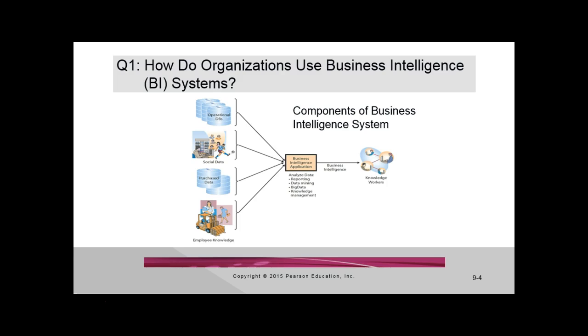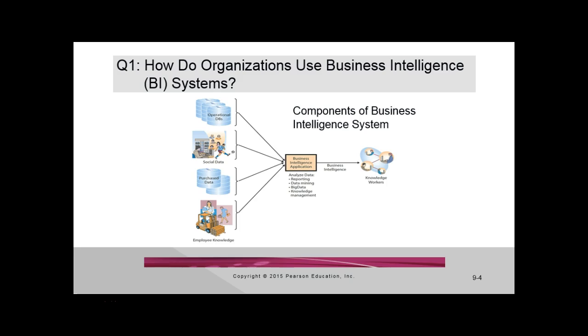Social data is kind of relationship data, how things are related to one another. Sometimes gleaned from customer records, like this is my son, this is my wife. Sometimes gleaned from social media. We saw that you can buy data to kind of fill in blanks if you want to market to people specifically. We looked at the Axiom catalog. That's a seller of data. So that's purchase data. And then the fourth thing is employee knowledge.